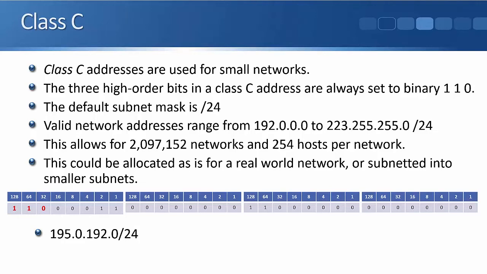With a Class C, that's small enough that it could be allocated as is for a real world deployment, or again, if we wanted to, we could actually subnet that into smaller networks as well.